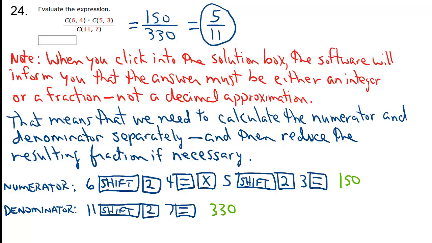What it will not accept is a decimal approximation. If you get the equivalent of 5 divided by 11 written as a decimal, it's rounded off in your calculator display, and that is not an exact answer. So just remember, in these types of problems, do the top and the bottom separately and just make it into a fraction and enter that fraction as your answer.